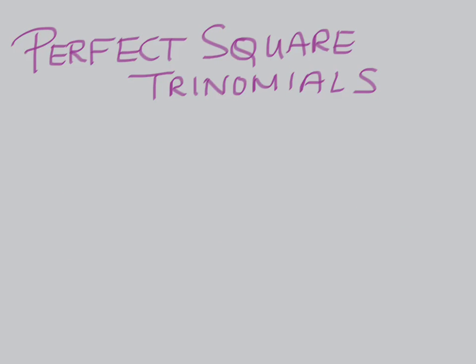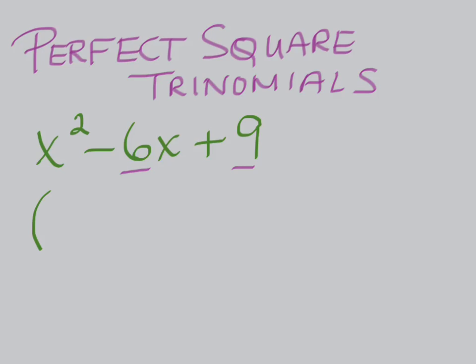Our last special case is perfect square trinomials. These will be trinomials that, when factored, give you a binomial that's multiplied by itself. So let's look at an example. x squared minus 6x plus 9. Our first thing to notice is that if we take half of the middle term, half of 6 is 3, and square it, we would get the last term. So this is going to factor x, and then we bring down our minus 3.